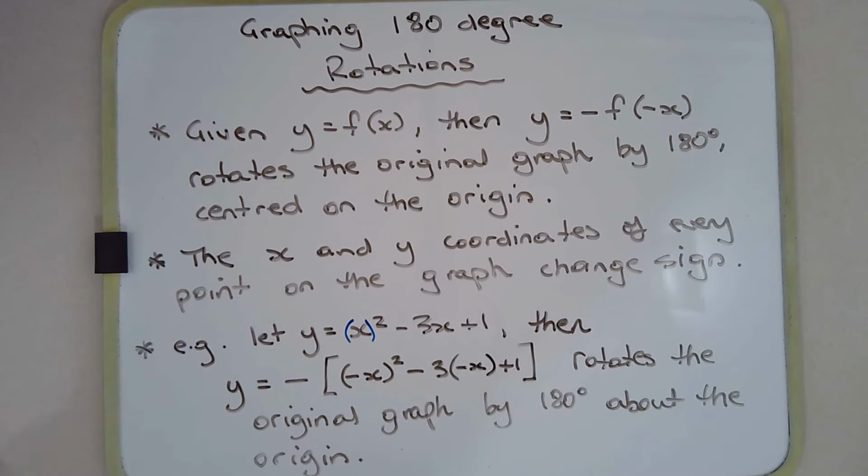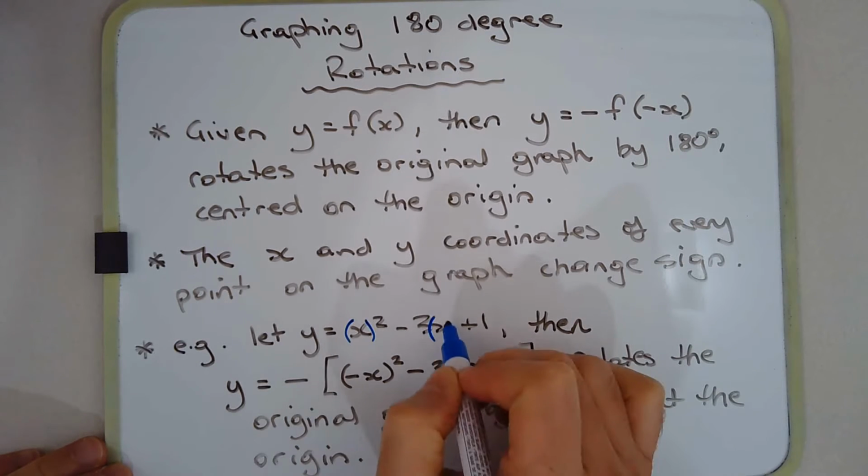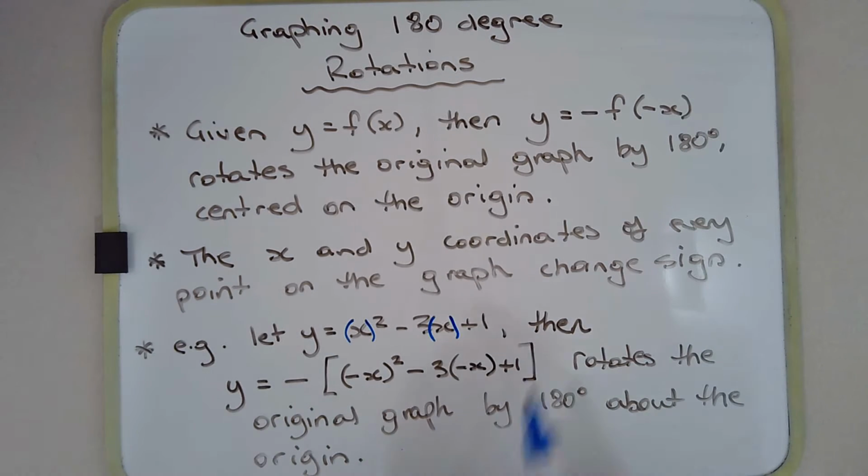I've used this example in a previous video, so let's just go through it quickly. If we let y equal f of x, which is x squared minus 3x plus 1, and I've put a little bracket around the x, which we'll explain shortly, then y equals negative, open square brackets, negative x all squared minus 3 times negative x plus 1, close bracket, rotates the original graph by 180 degrees about the origin.